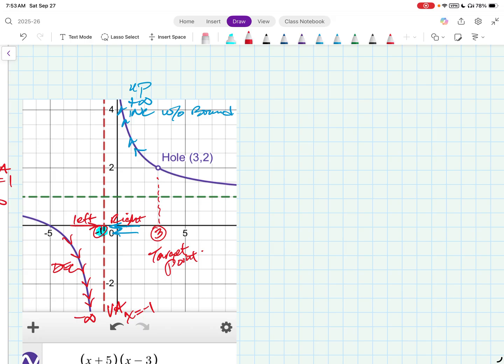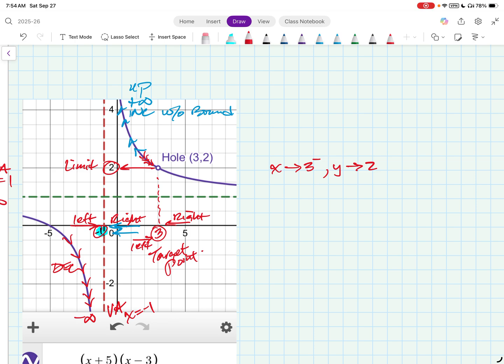Now let's come in from the left-hand side. So you're approaching 3 from the left. This is the left. Over here is the right. Make sure you know the left and the right. So when you're coming in from the left of 3, now the function is decreasing, and as you get closer to the hole, these y values get closer to, guess what? 2. That's the limit because the hole is located at 3, 2. So as x approaches 3 from the left-hand side, y is approaching 2.